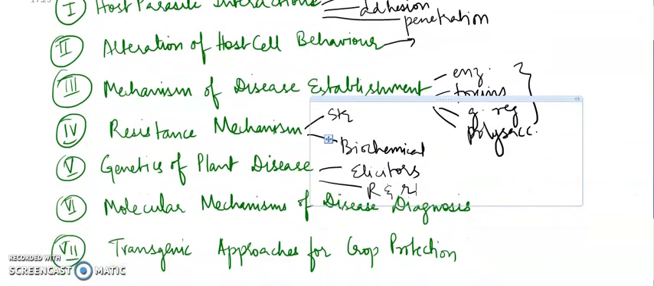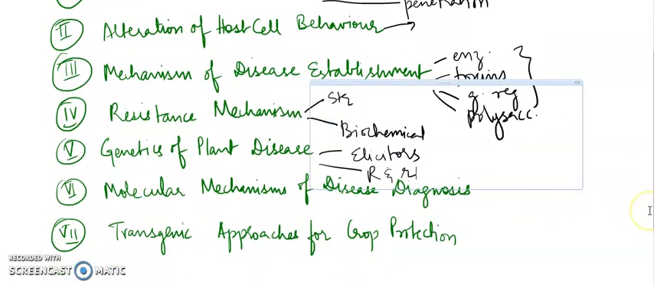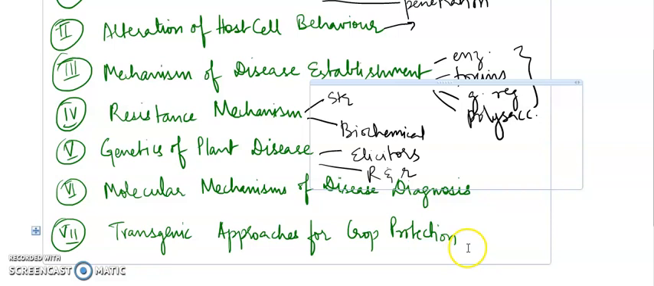Followed by this, we will be studying about molecular mechanisms of disease diagnosis, which includes serological tests, fatty acid profiling, protein analysis, PCR, etc. There are different mechanisms by which you can diagnose a disease, apart from finding out the symptoms, which is the main method, but there are a lot of molecular methods also which help in diagnosing a disease. And finally, you will be studying about the transgenic approaches which are present for protecting crops.